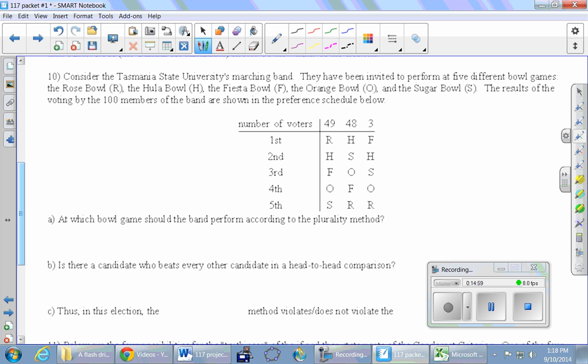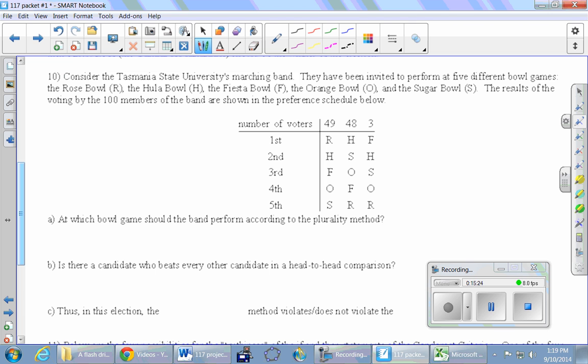Okay, so here's the outcome of our election. The members of the band themselves are going to decide which of these invitations to accept. So they're going to go to one of these 5 bowl games. Part A says, which bowl games should the band perform according to plurality? Plurality means we're only looking at what kind of votes? The top ones, the first place votes. So who has more first place votes than anybody else?